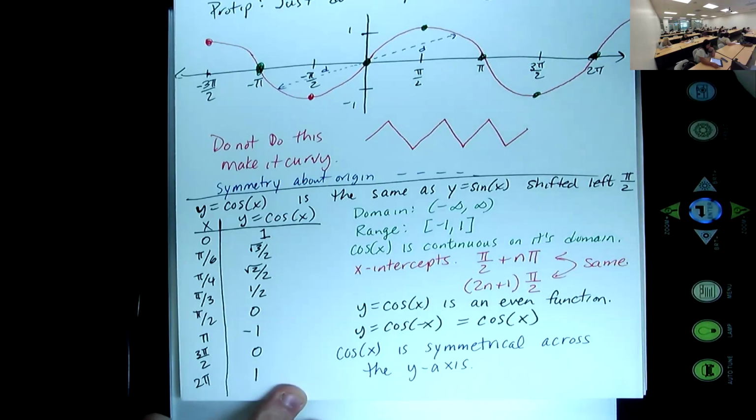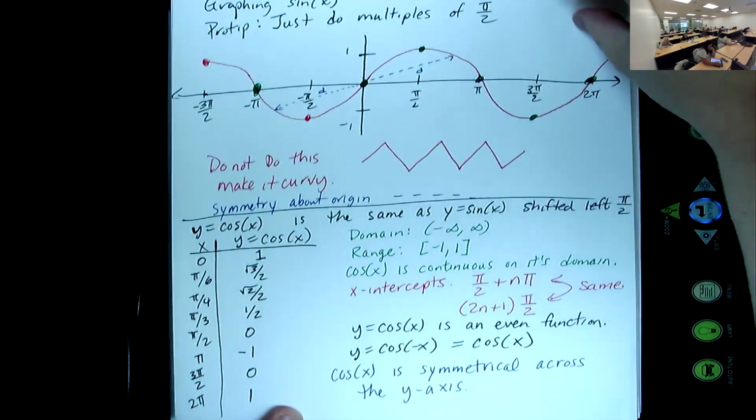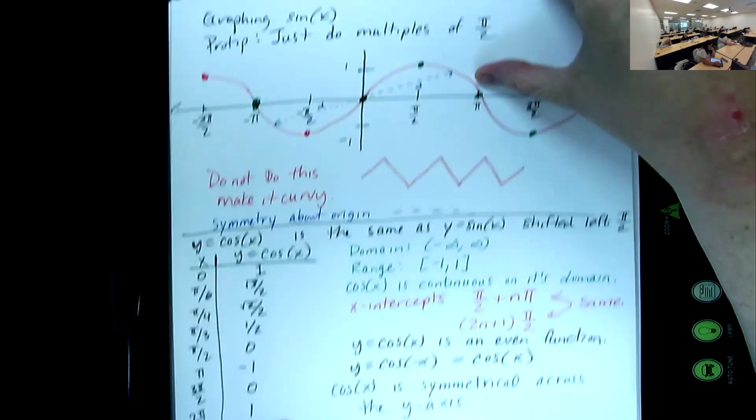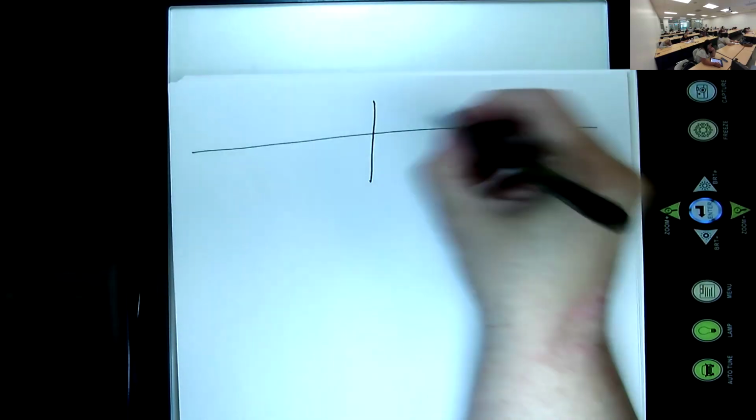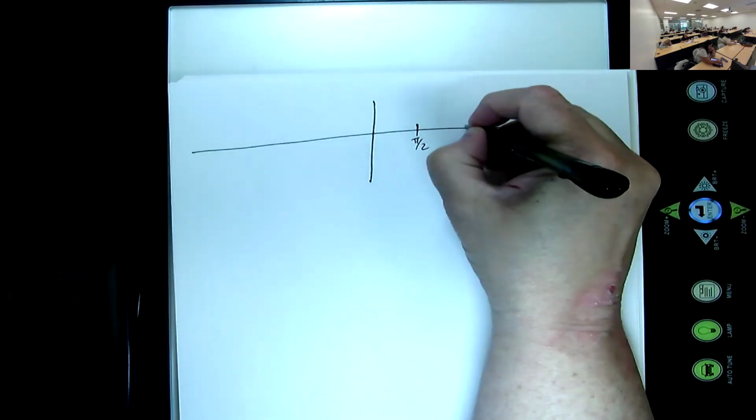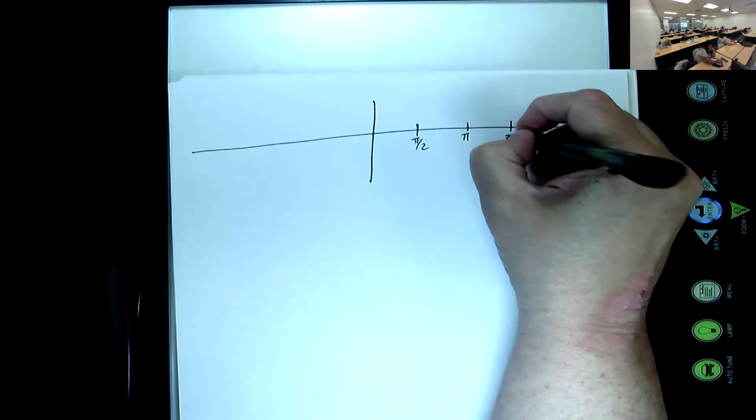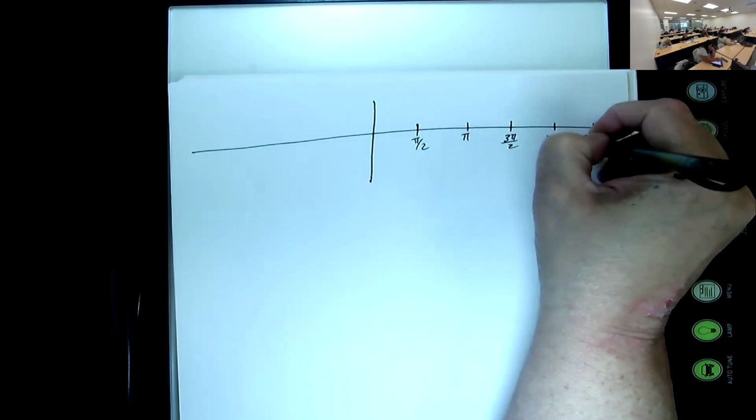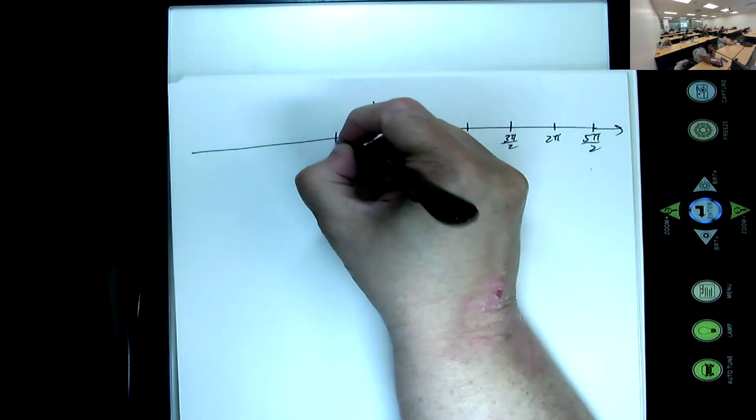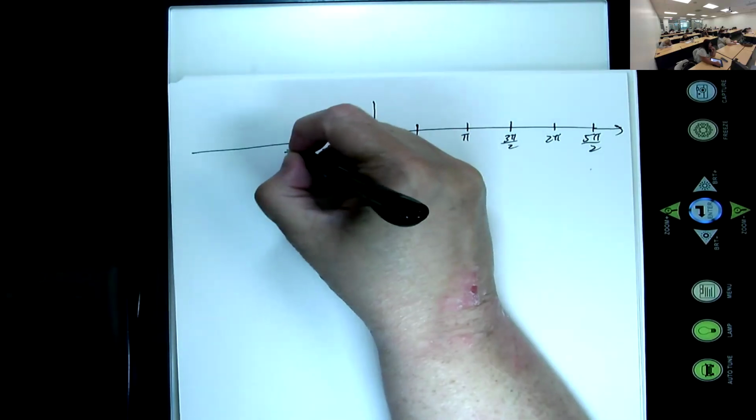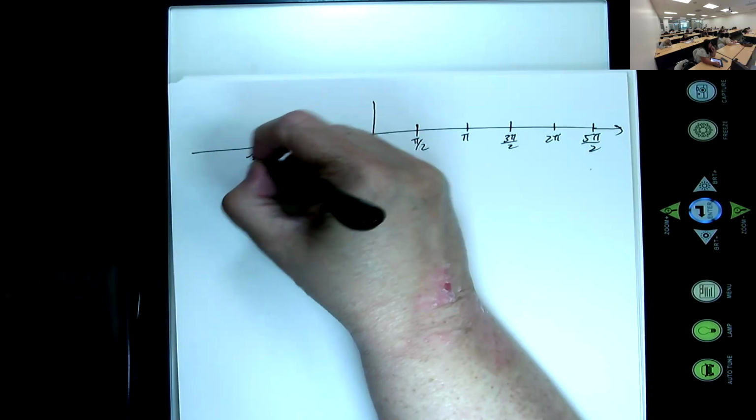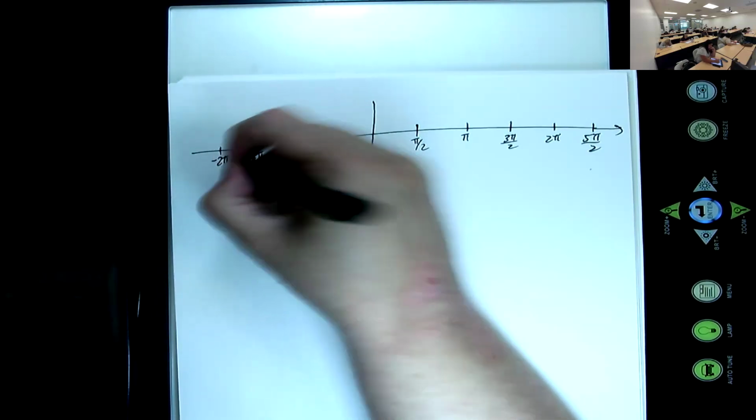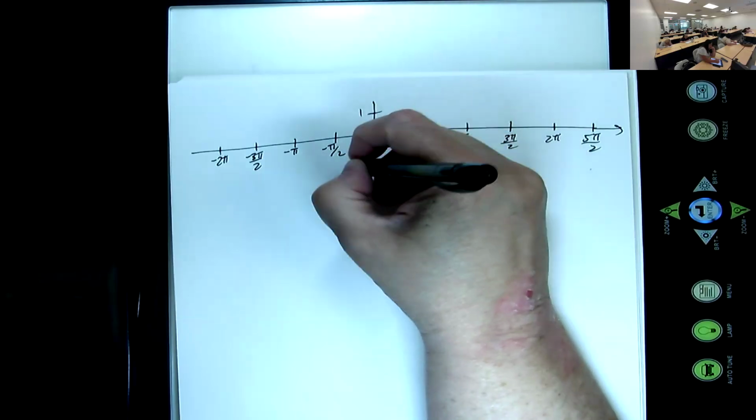Ready to graph it? You're gonna find we're gonna do something similar. We're gonna do the multiples of pi over 2. It makes graphing it not too bad. Let's go every pi over 2. -1.